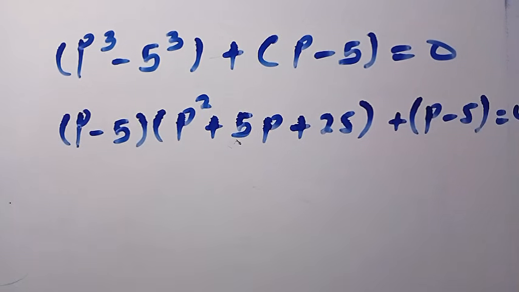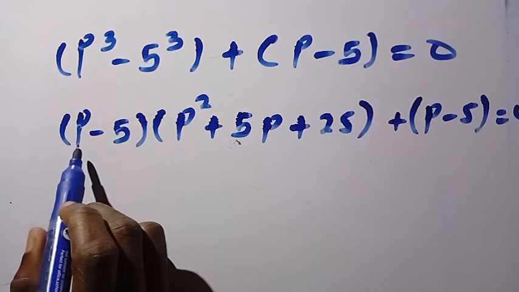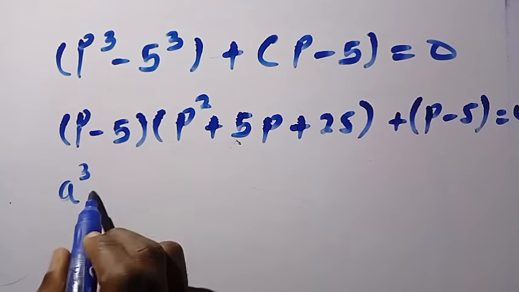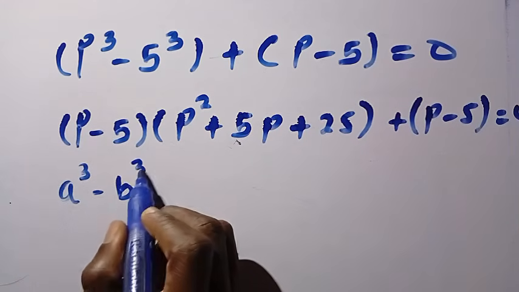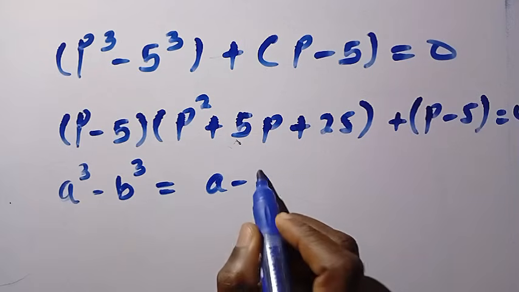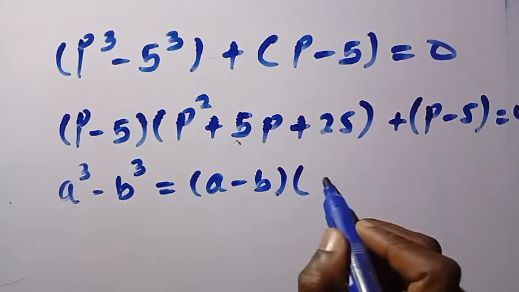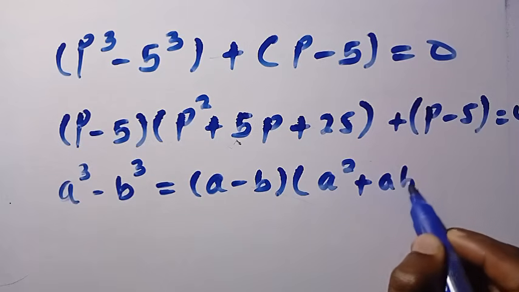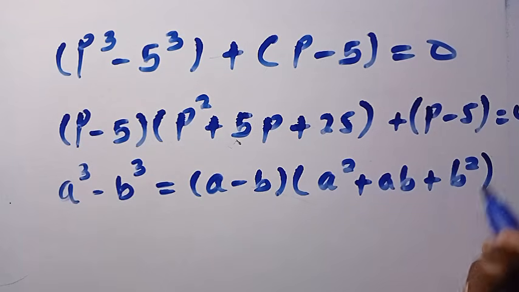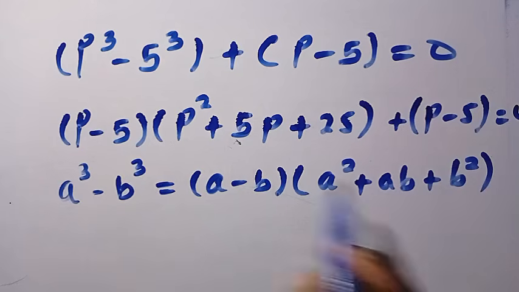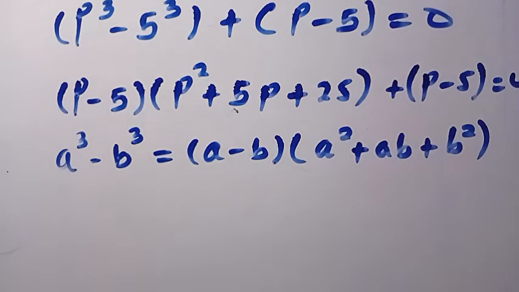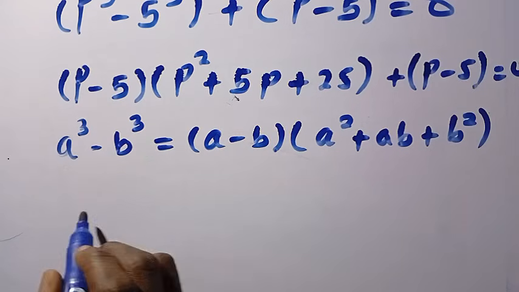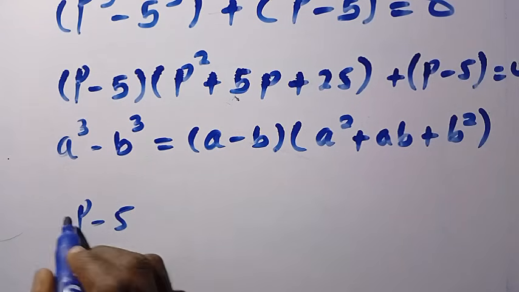Then we have to know how we get this. If you have a^3 - b^3, this equals (a - b)(a^2 + ab + b^2). This is what I applied for getting this. Then a is p - 5 and a is also p - 5. Let's factor out p - 5.